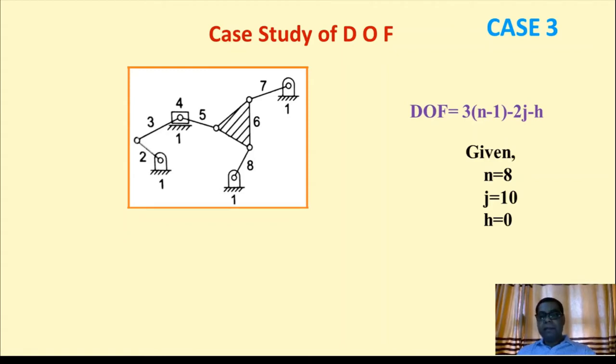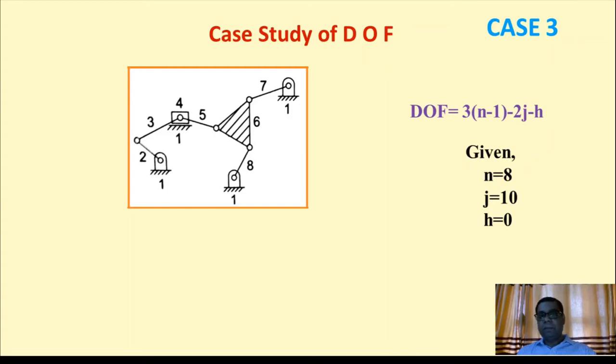Higher pair is not present, because a sliding pair has surface to surface contact, so it is not a higher pair. It is again a lower pair. Please remember that when there is a point to point contact, then it is considered a higher pair. Otherwise, if it is a surface to surface contact, then it is considered a lower pair.